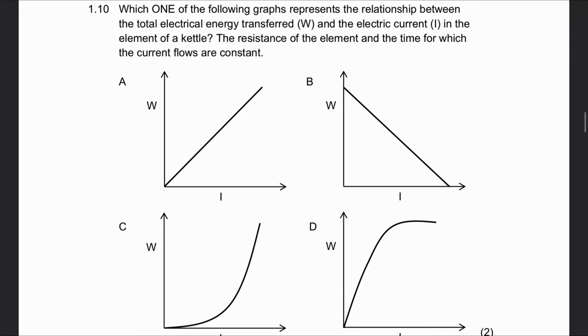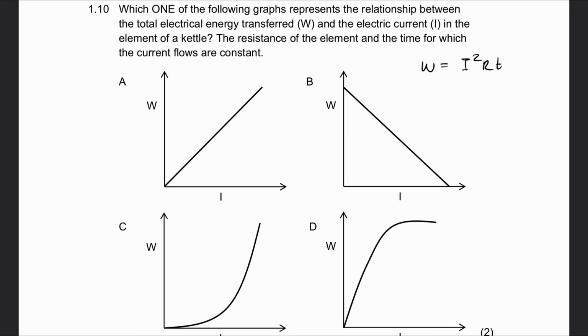And the last question of the multiple choice: which one of the following graphs represents the relationship between the total electrical energy transferred, W, and the electric current in the element of a kettle? The resistance of the element and the time is the same. We can use a formula here, W equals I squared RT.